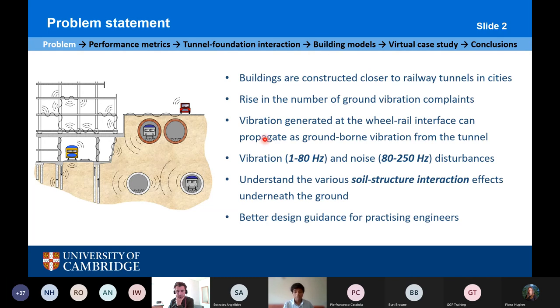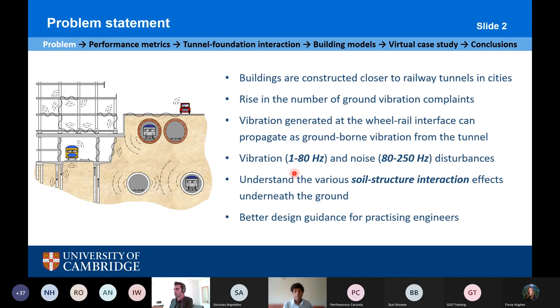And the main source of the vibration that is being generated here is when the trains are running through these tunnels, and at the wheel-rail interface you get waves that are generated, and these waves propagate out as ground-borne vibration throughout the tunnel. And then they can propagate out through the soil and interact with other nearby surrounding building and foundation structures. So the main frequencies that we're dealing with, as Giuseppe mentioned before, are between 1 and 250 hertz.